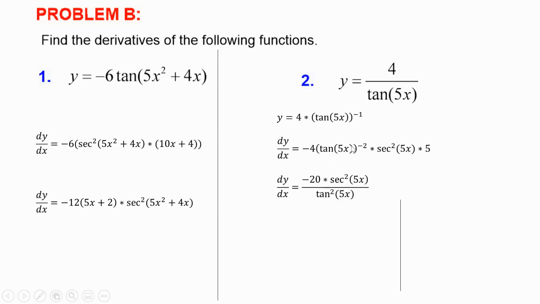Remember, this is to the minus 2. So if I put it on the bottom, it means that I'm raising the tan of 5x to the power of 2. Now, this can be tidied up, and my expectation is that you would.